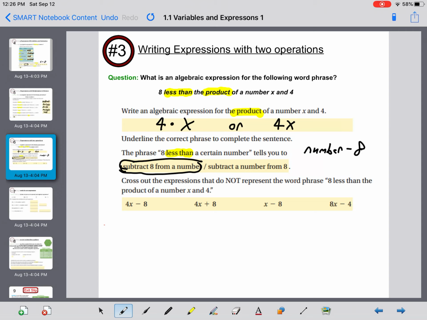Cross out the expressions that do not represent the word phrase 8 less than the product of a number x and 4. So we're going to combine these 2 ideas together now. We started out with 4x, and we are taking away 8 from that. So it becomes 4x minus 8.